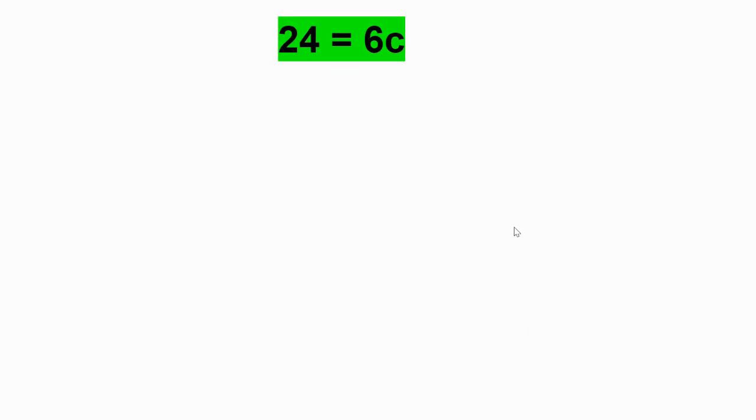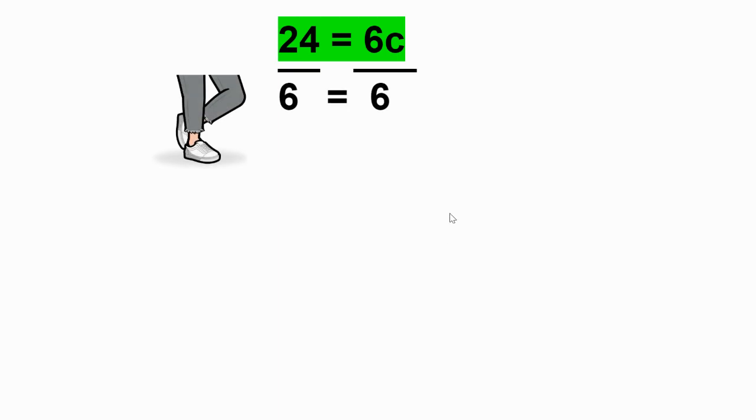Here's a multiplication problem. 24 equals 6c. When we have a number next to the variable, we know we're multiplying. So to do the inverse operation, the opposite of multiplication is division. And division is represented here by this fraction bar. This is a division sign. So when you see that, know that you divide.